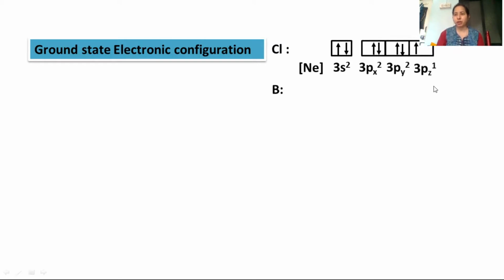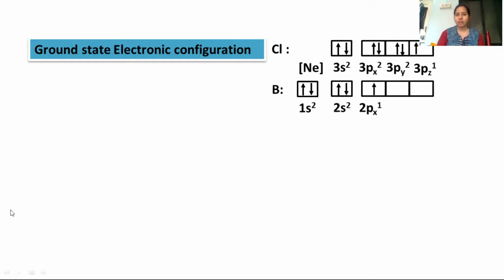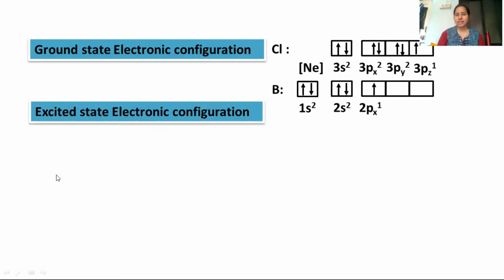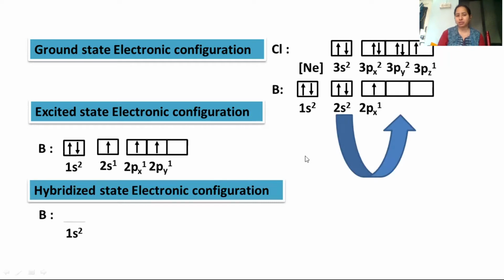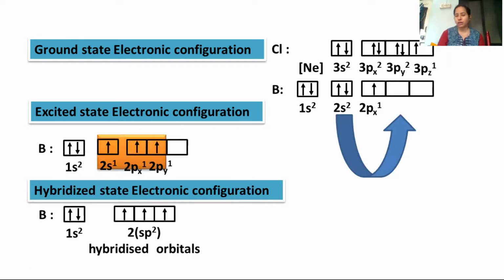And if I talk about boron, the atomic number is 5, so you can see 1s2, 2s2, 2p1. We say this is the ground state. In the excited state, one electron from 2s will jump and move to 2p. So you have one electron in 2s, one in 2px and one in 2py. In this way, it has three unpaired electrons, and because of that, it can form sp2 hybridization. So in case of boron, it forms sp2 hybridized orbitals.